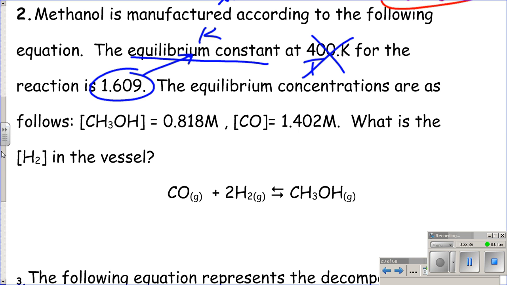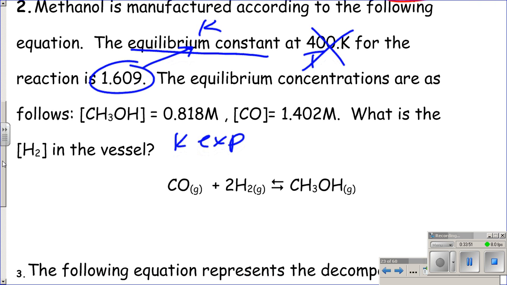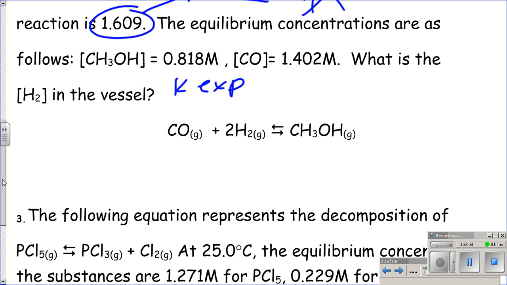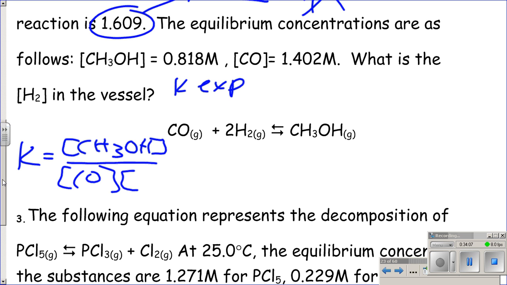What is the H2 concentration in the vessel? So now we're solving for one of the concentrations. So tell me the K expression first. What's the K expression for this reaction? The expression, not the value. Give me your K expression for this reaction. So methanol concentration over carbon monoxide and H2 squared. Okay, cool.